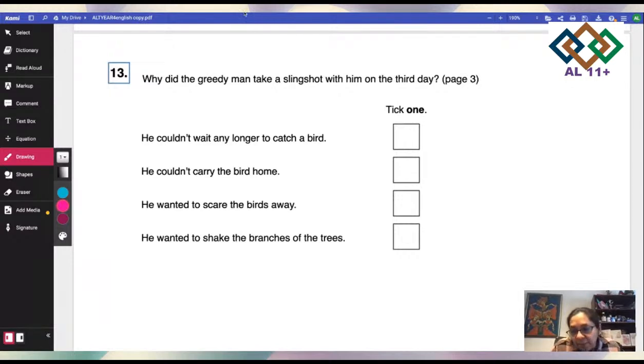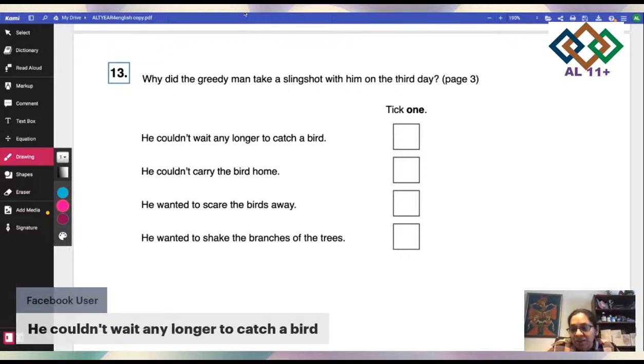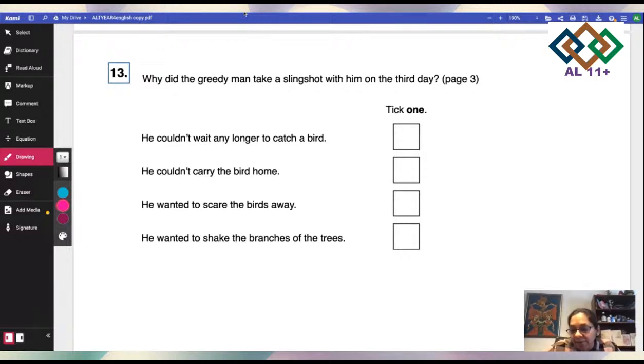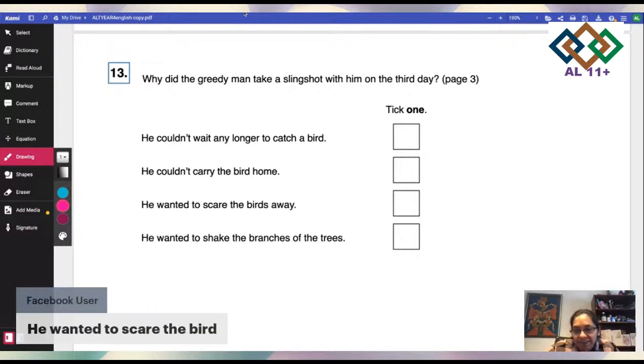So, what do you think he was? That's the last one for today for this comprehension. It's saying, why did the greedy man take a slingshot with him on the third day? Why do you think he did that? He could not wait any longer to catch a bird. Yeah, because he really wanted to catch the bird because he just wanted to get rich. How greedy he was.